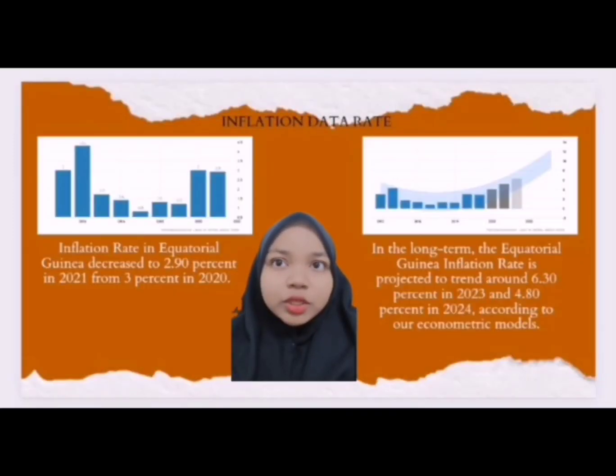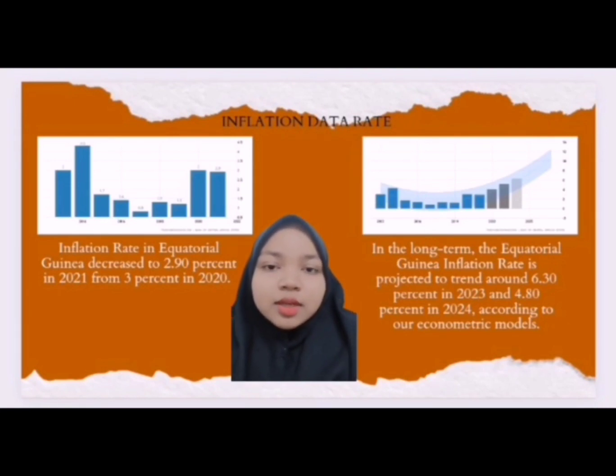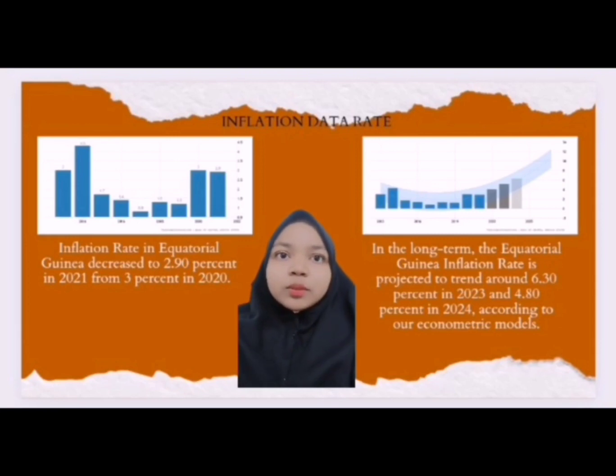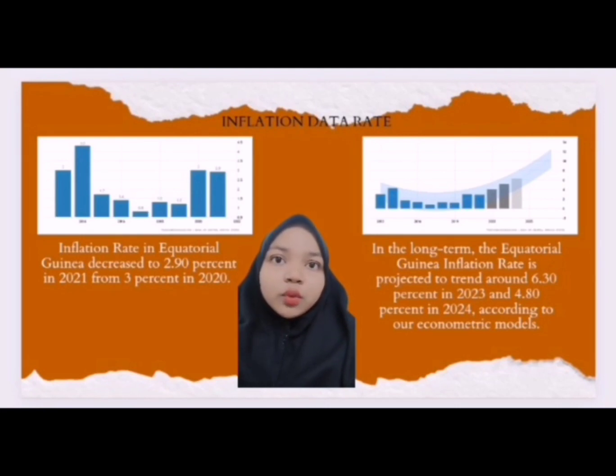The first graph shows the inflation rate in EG decreased to 2.90% in 2021 from 3% in 2020. And then the next graph shows that in the long term, the EG inflation rate is projected to trend around 6.30% in 2023 and 4.80% in 2024 according to our econometric models.